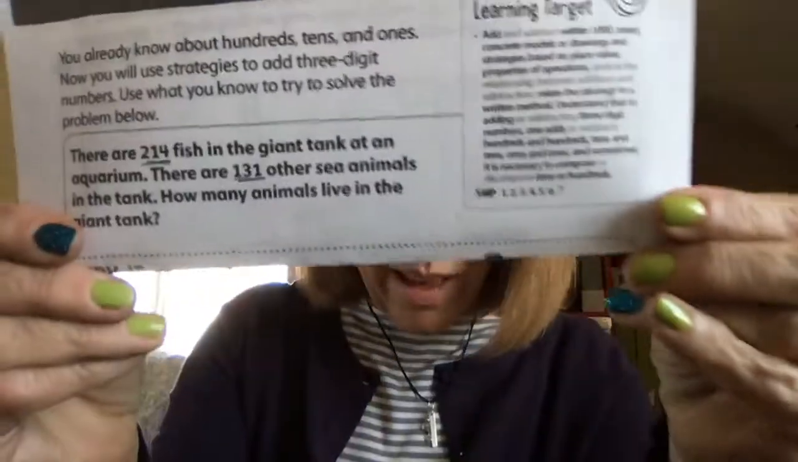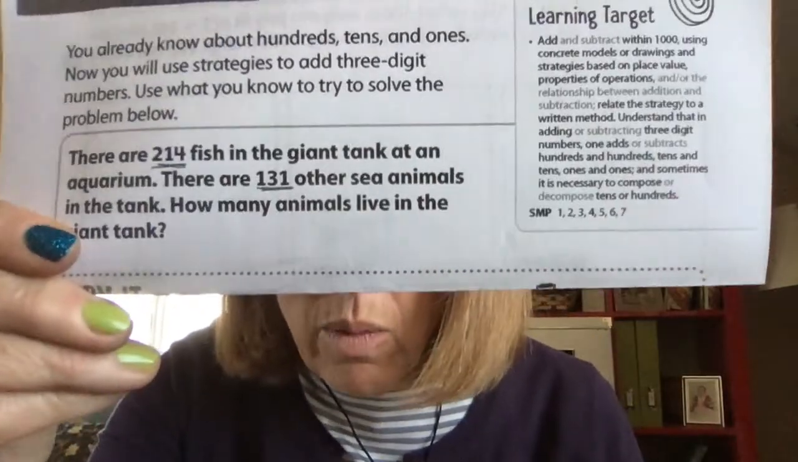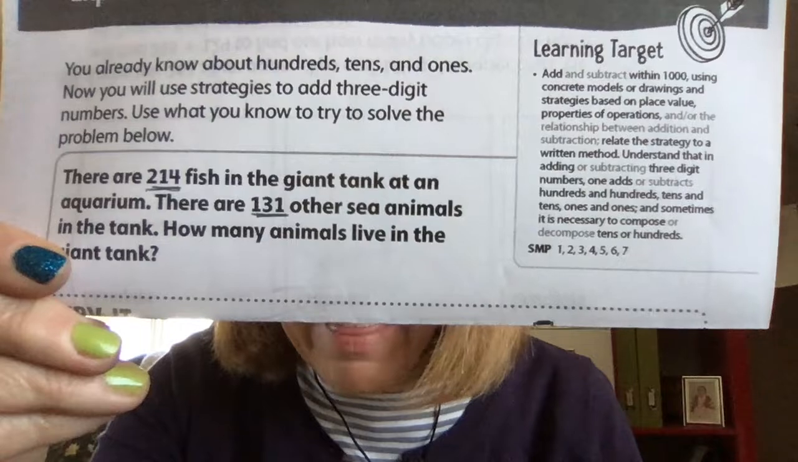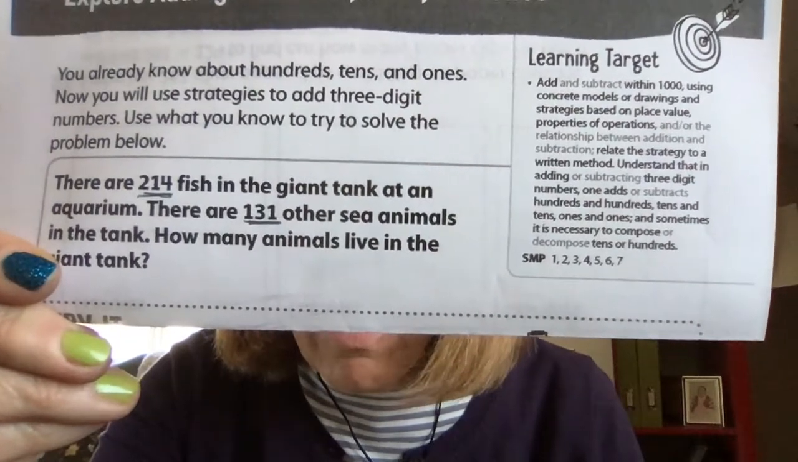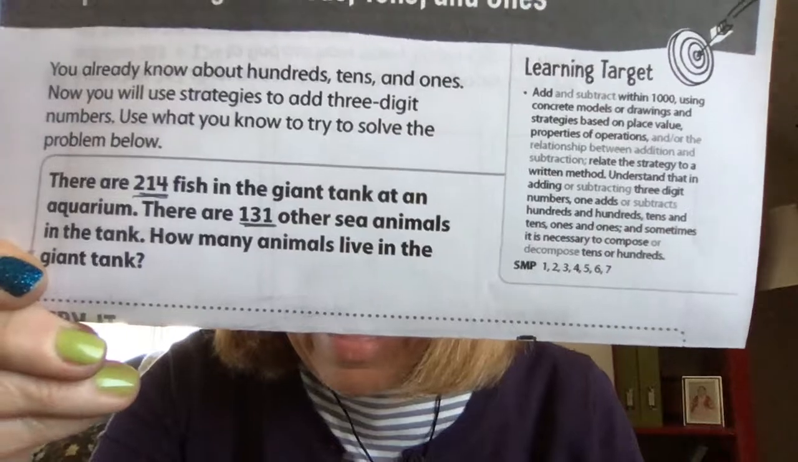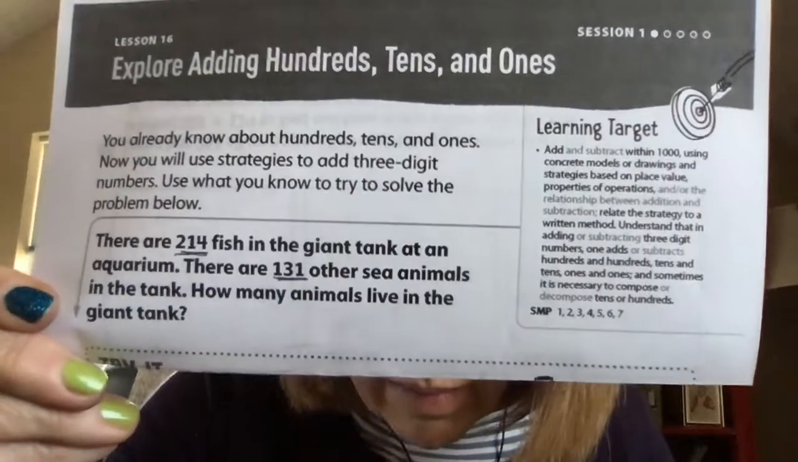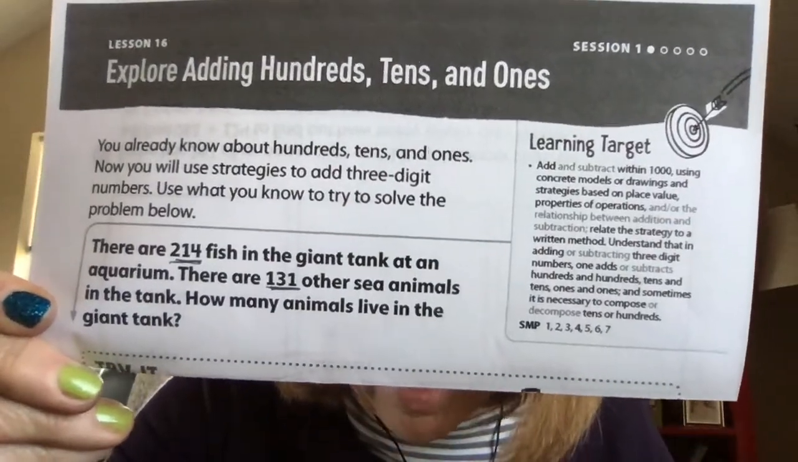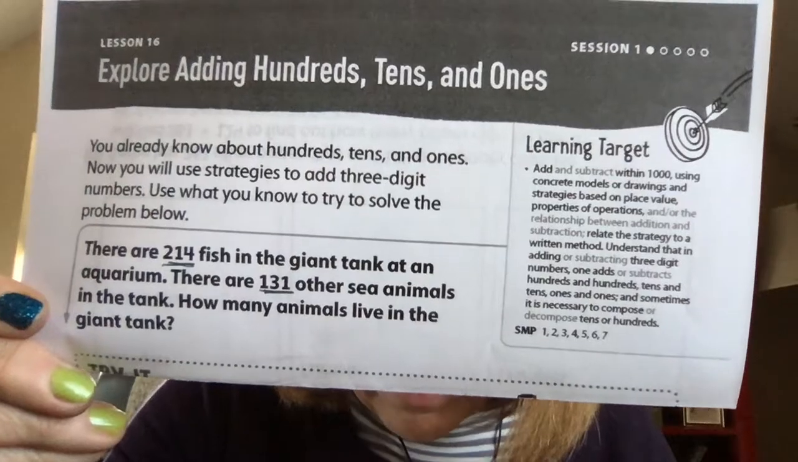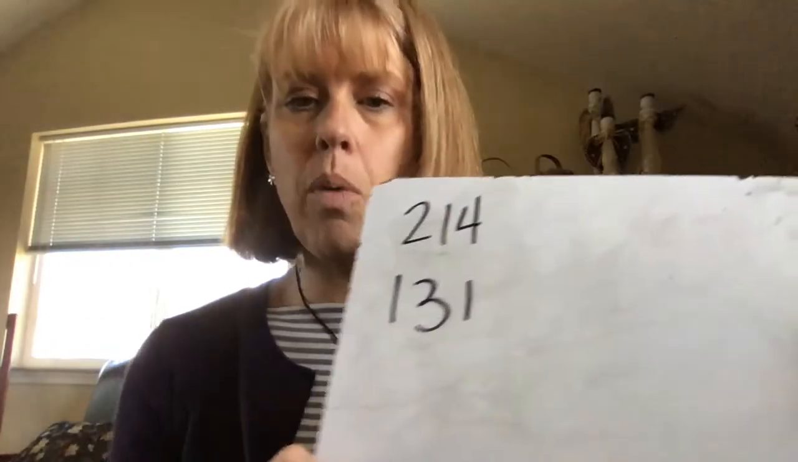Here's the problem. There are 214 fish in a giant tank at the aquarium. There are 131 other sea animals in the tank. How many animals live in the giant tank? Since I already used my paper, I'm going to get on my whiteboard here. You'll notice I underlined in that sentence the things that I know I need to add together: 214 fish, 131 other sea animals. They're asking how many there are altogether. So 214 and 131. There are my important numbers.